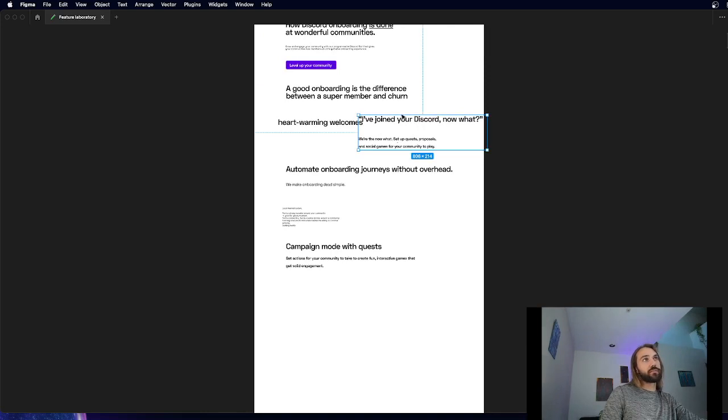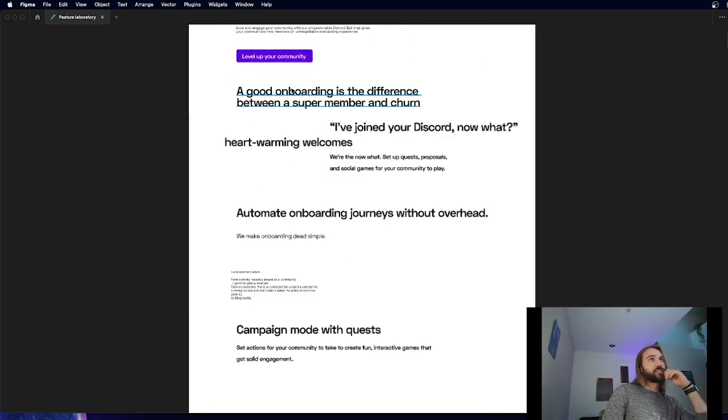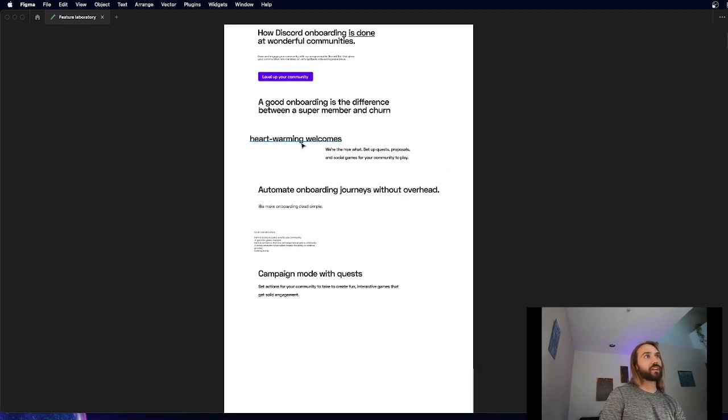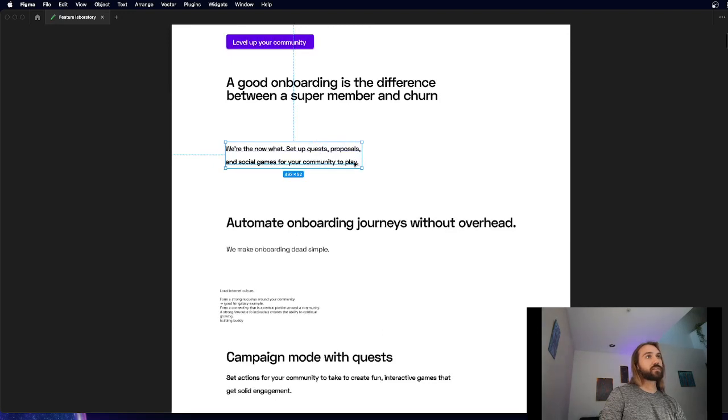Because these are doing the same thing, right? We don't need both of these. A good onboarding is the difference between a super member and churn. That could be fine-tuned. I'm not going to use the word churn. I've joined your Discord. Now what? Those are the same setup into the product values, and I feel like this one's a lot stronger. People are going to want to know what. So I feel like heartwarming welcomes can actually be in here. I'm just going to put out what some of the value adds are.